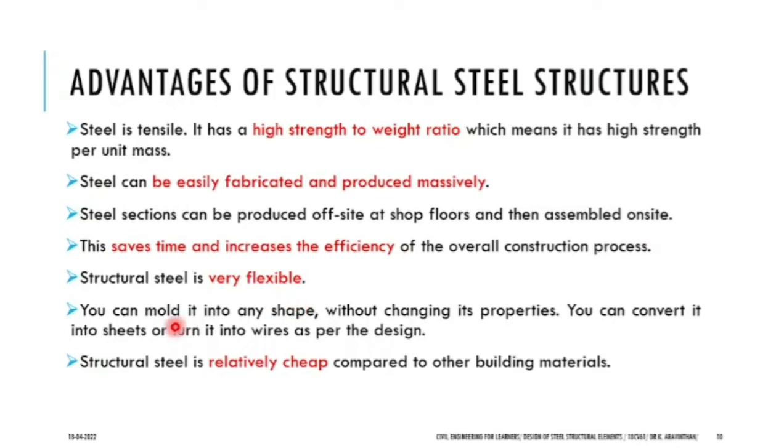And you can mold the steel into any shape without changing the property. This is another advantage. Whatever shape you want, curve, straight line, or a bend shape, you can make everything. Steel is moldable without changing its property. You can convert it into steel sheet or draw it into wires as per the design. Structural steel is relatively cheap compared to other building materials. Currently around 70 rupees you can have 1 kg of steel. If you want a 1 meter cube of concrete, what is the cost? Around 4500, which is much costlier than that.